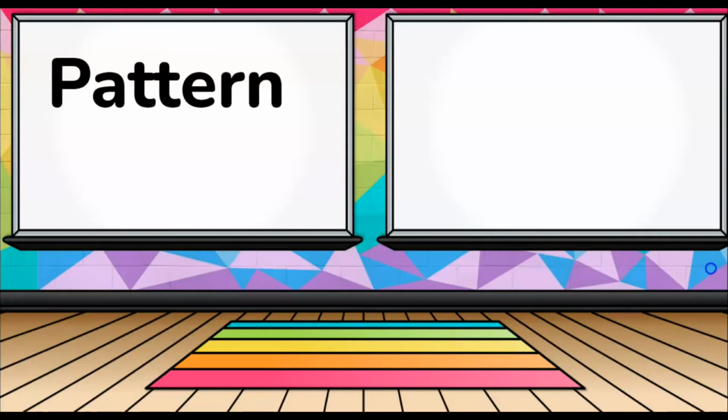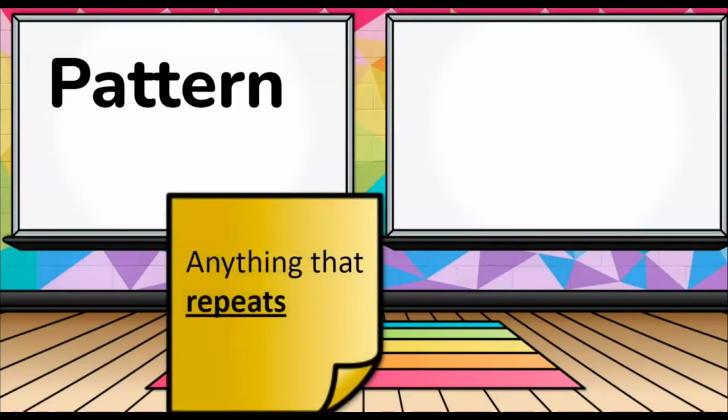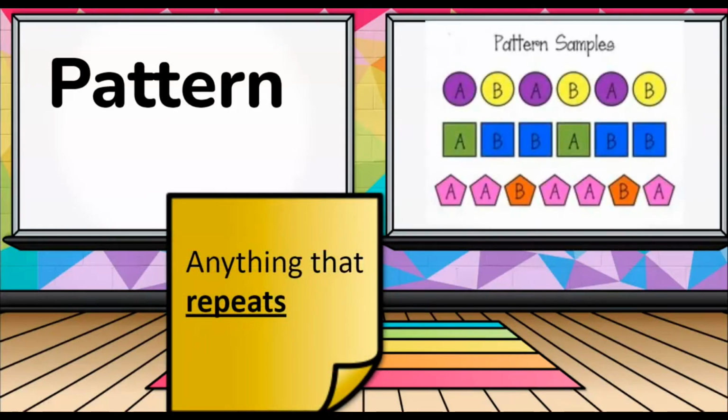We can also use shapes, colors, or lines to make a pattern. A pattern is anything that repeats. So here's some basic patterns, and usually we use the letters A and B to describe what kind of pattern they are. So the purple, yellow, purple, yellow, purple, yellow, purple, yellow is just repeating two things. A, which is purple, and B, which is yellow. Then we say repeat. A, B, purple, yellow, purple, yellow, purple, yellow.